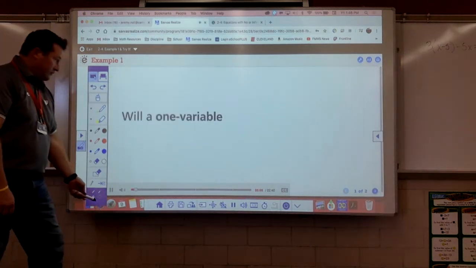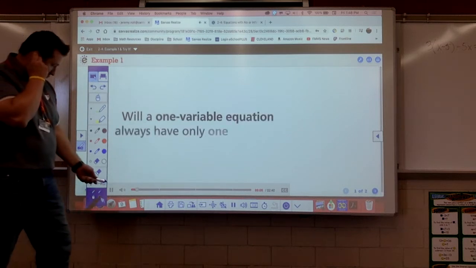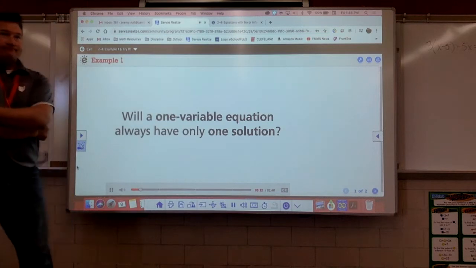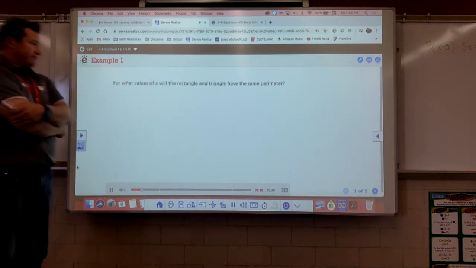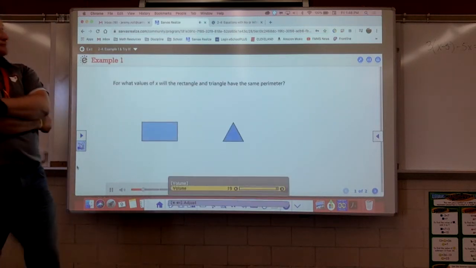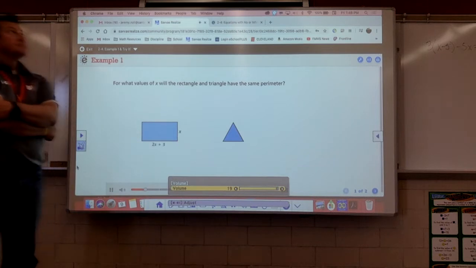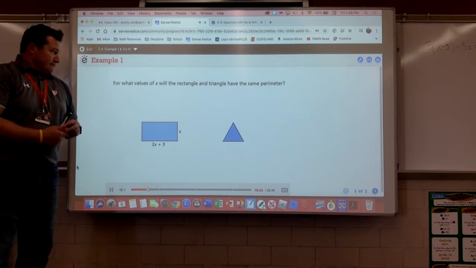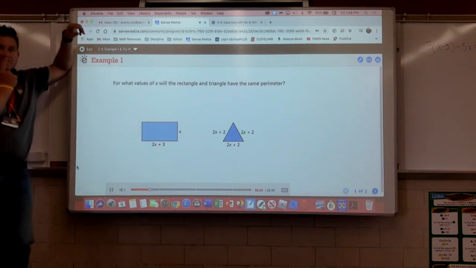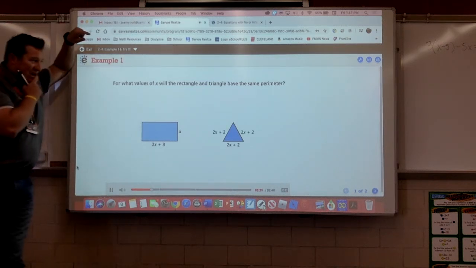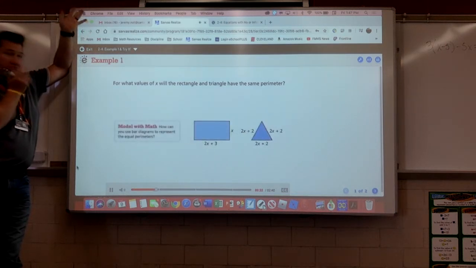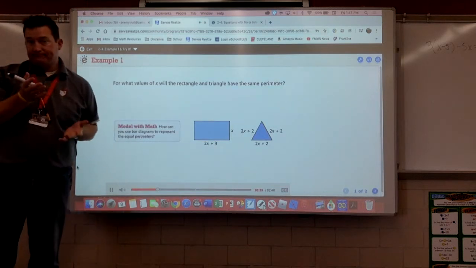Will a one-variable equation always have only one solution? Think about this question during the lesson. The rectangle has a width of x and a length of 2x plus 3. The triangle has 3 equal sides that are 2x plus 2 long. For what values of x will the rectangle and triangle have the same perimeter? How can you use bar diagrams to represent the equal perimeters?